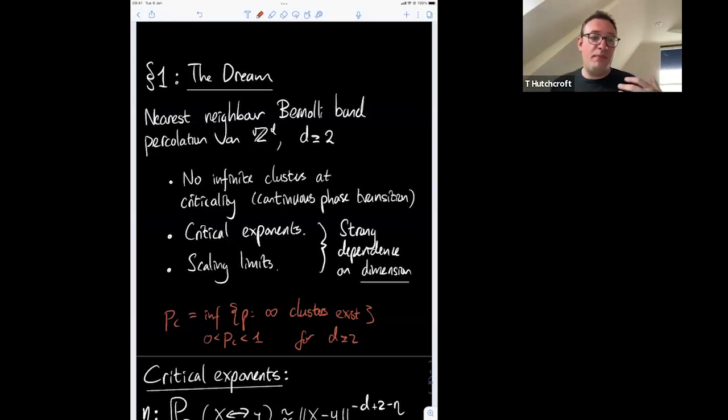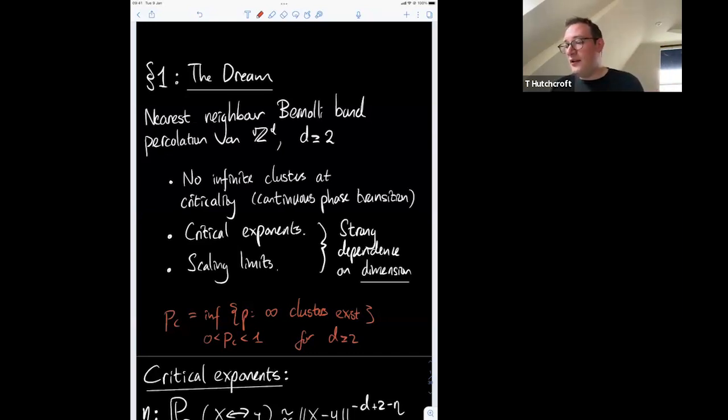So the most basic question you can ask about critical percolation is, well, it's defined to be this boundary point between when infinite clusters don't exist and when they do exist. So do you have infinite clusters at the critical point or not, right?